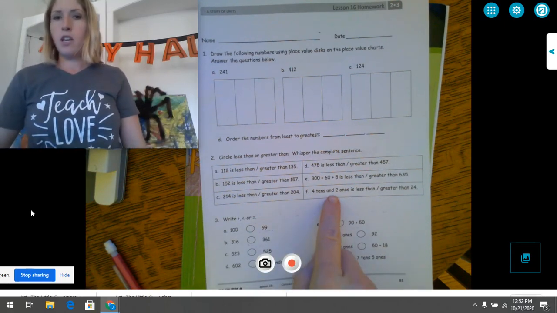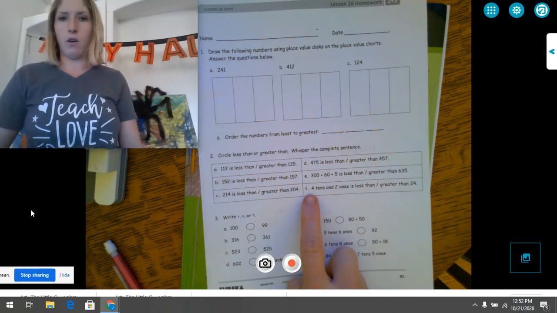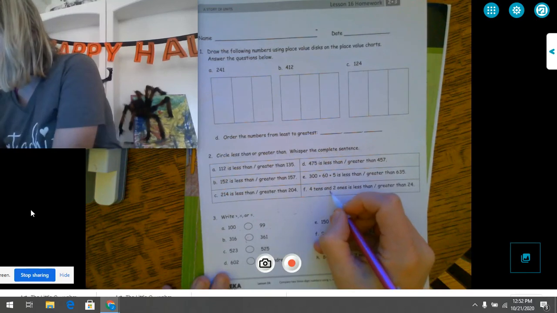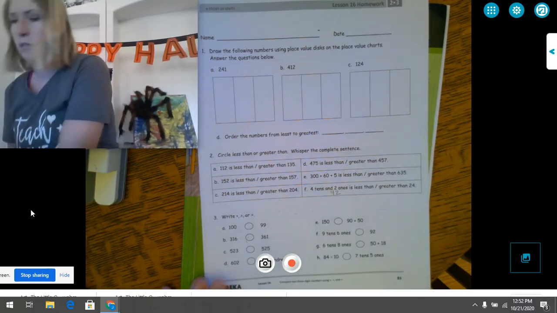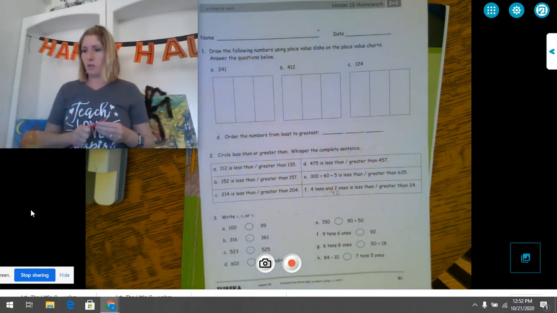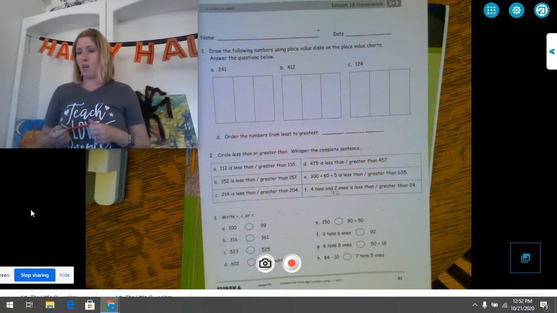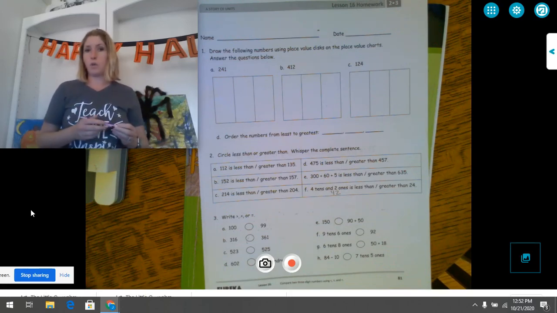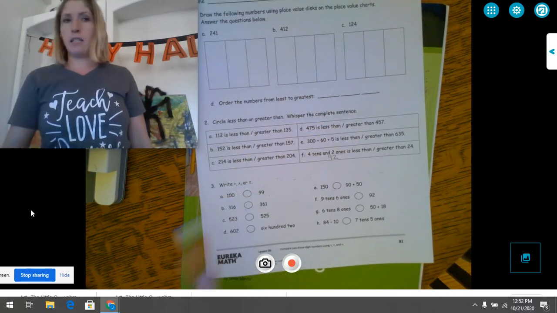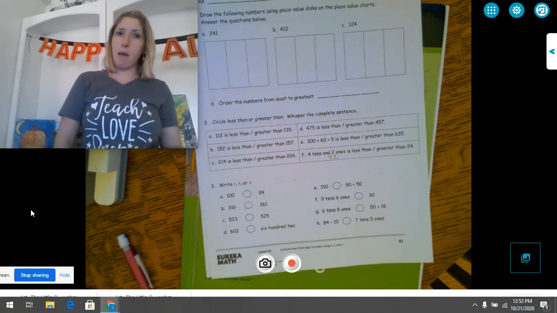Remember, on these, you need to write the number in standard form. Otherwise, you're just kind of guessing. So if you see 4 tens and 2 ones, you need to write out the number that is 4 tens and 2 ones before you decide which is greater and which one's lesser than. Okay, write greater than, less than, or equal to in each of those circles at the bottom. So you're going to look at the two numbers and decide which way the crocodile mouth should face. It's going to eat that bigger number.